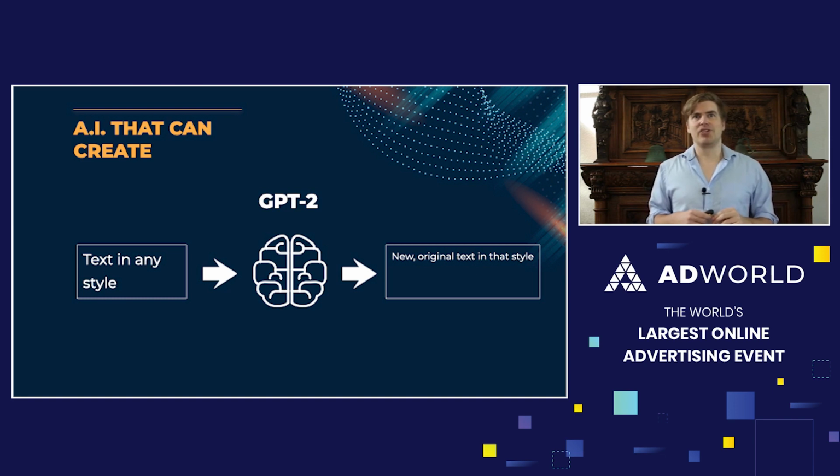Okay, so how this works is you take text in any style and then you put it into GPT-2, and then GPT-2 creates new original text in that style. It may not even use the same words. It may use different words entirely or different sentences, but it is creating something new in the style of the input that you gave it.